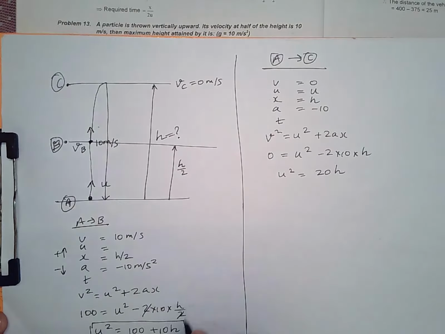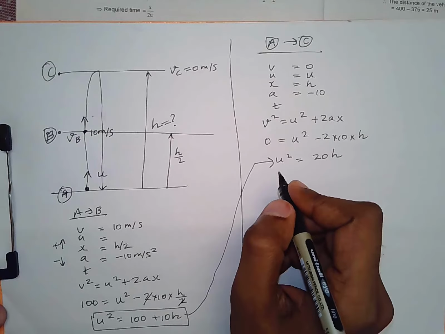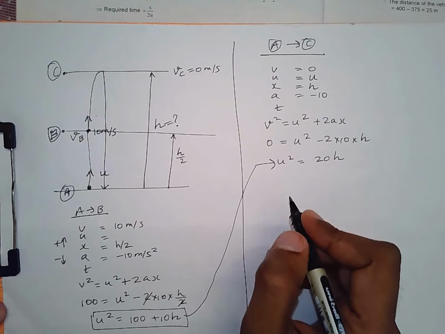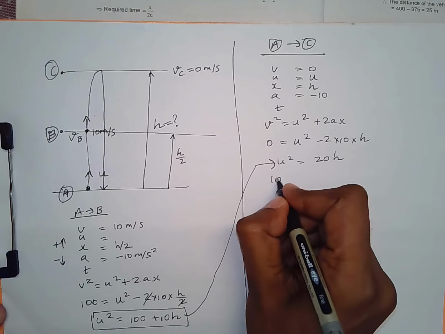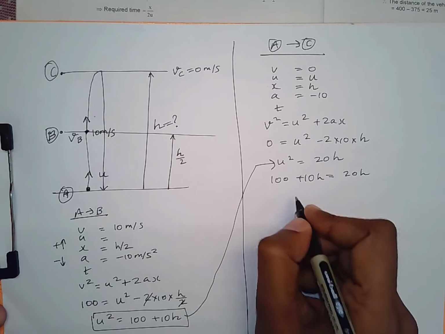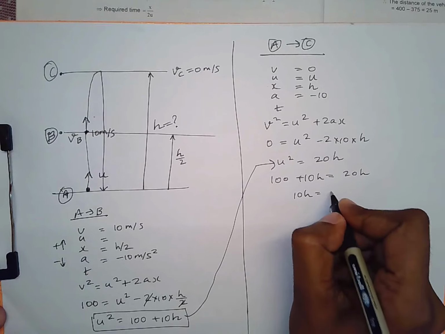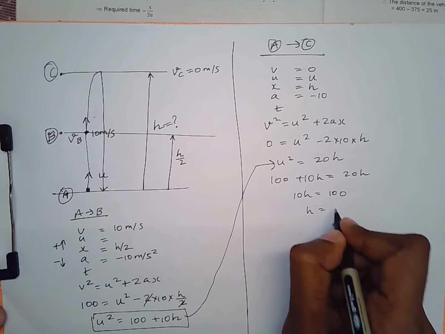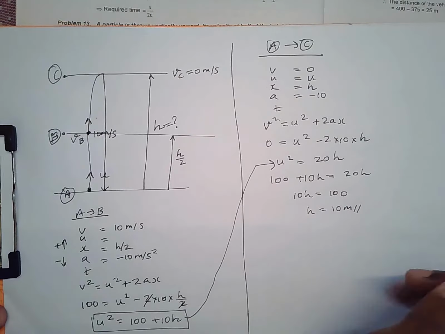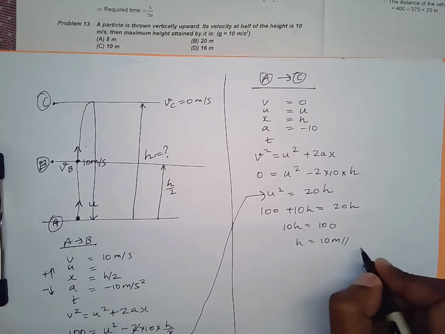So we get u square equals 20h, but u square from here is already 100 plus 10h, which is going to be equal to 20h. So we get 10h equals 100 and h equals 10 meter, which is the correct answer. So option C.